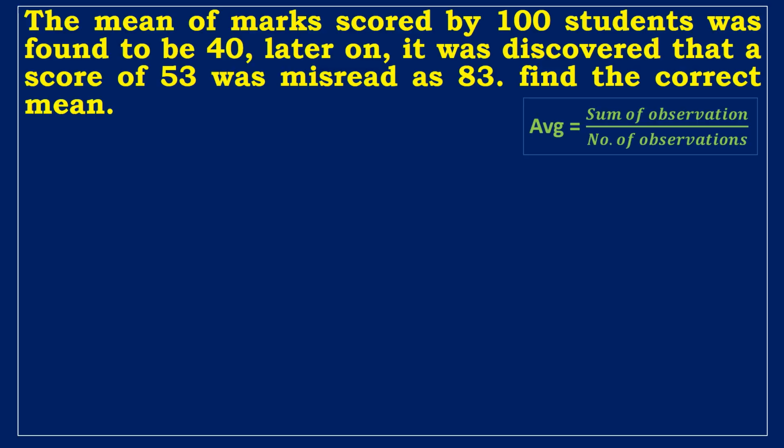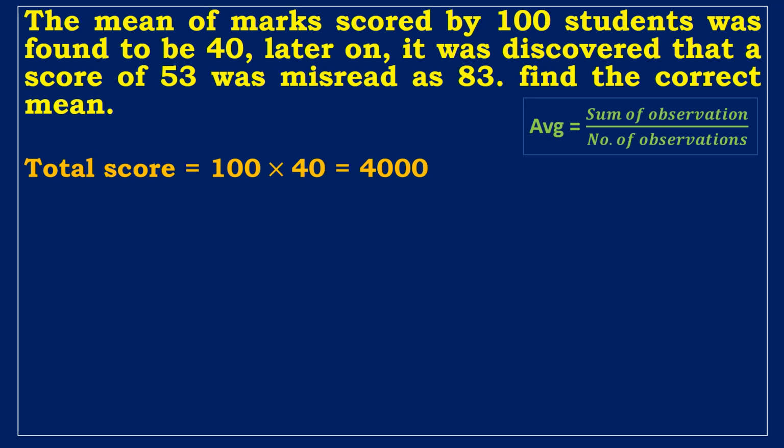Let's look at an example in the average concept of true or false. The mean of marks scored by 100 students was found to be 40. Later on, it was discovered that a score of 53 was misread as 83. Find the correct mean. To find the correct mean, we need to adjust for the mistake in the score of 53 that was misread as 83.